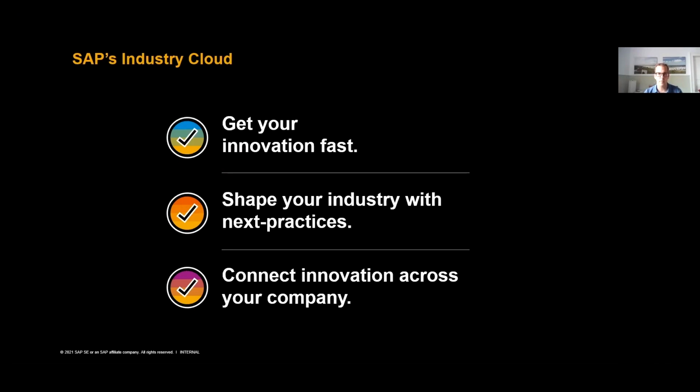And third, it's about the questions, how can you connect the innovation across your company so that actually this is integrated seamlessly and is easy to deploy and to roll out. So let us look into this.